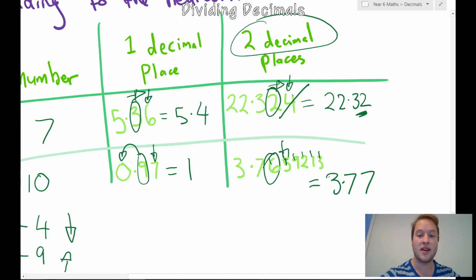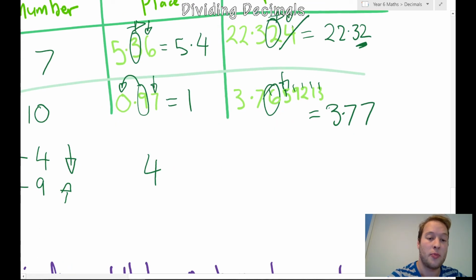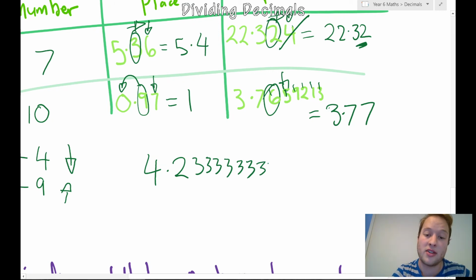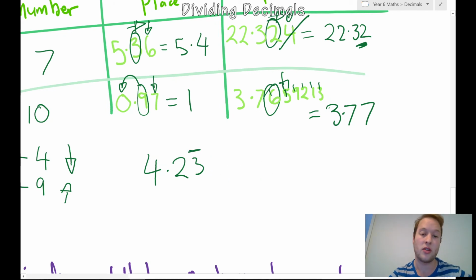While I'm on this, let's pretend that I have a new question, and my number is 4.2333333 because I've typed in my calculator and it just keeps coming up with 3s. What you do with that, we call this a reoccurring number. So the second we notice it's reoccurring, what we can actually do is do a line above it and rub out the rest of them. So the line just means it reoccurs.